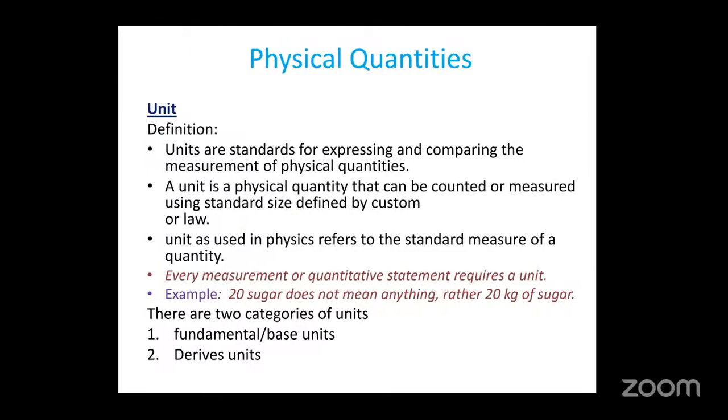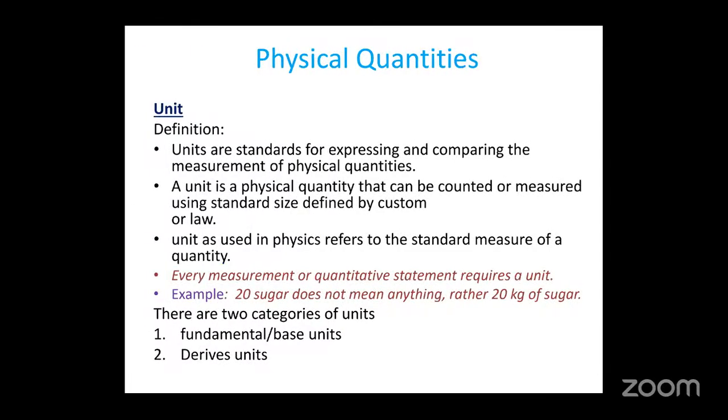Now each of these quantities, you remember that we also mentioned their units. Unit is very important, like I said before. So for fundamental quantities, we have fundamental units. For derived quantities, we have derived units. And for supplementary quantities, we have supplementary units. So what is a unit? A unit is a physical quantity that can be counted or measured using a standard size defined by custom or law.